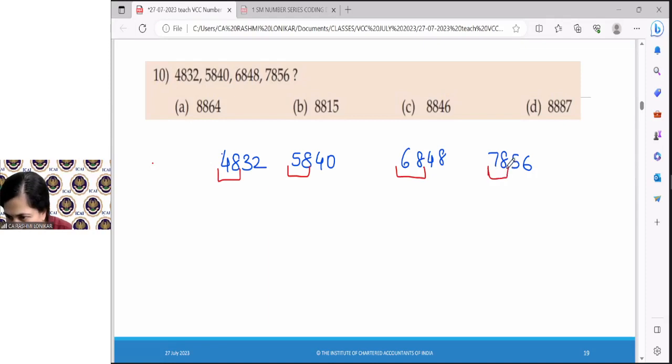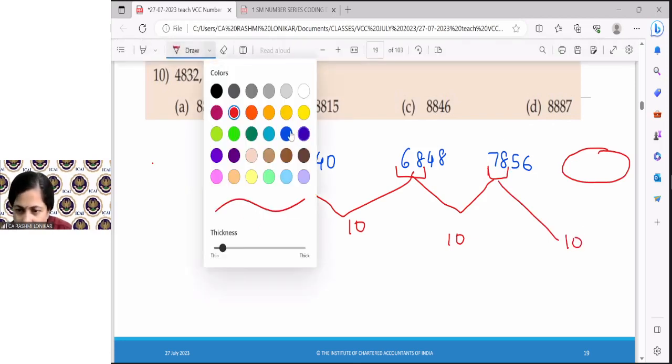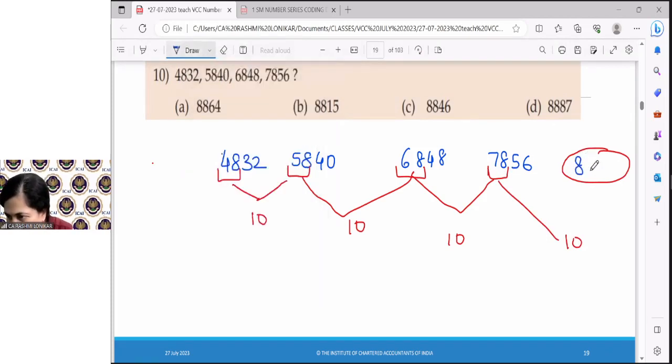Okay, this is 1. So what is the difference? Difference of 10, 58 to 68, difference of 10, 68 to 78, difference of 10. So what will come over here? Again, difference of 10. So I have got the first two numbers, 78 plus 10, that is 88. Okay. So that is done.